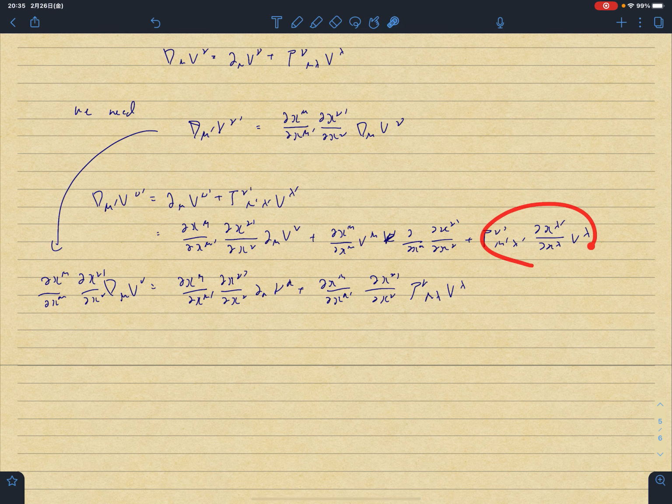The last two equations are to be equated. The first terms are the same and therefore cancel. Yes, these parts cancel.